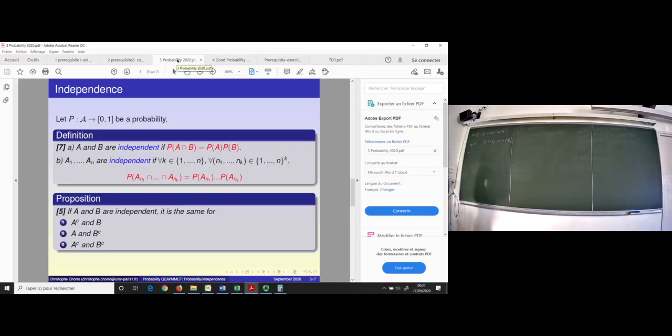A complementary and B are independent. So what I want to prove is that P of A complementary intersected with B is equal to P of A complementary times P of B. So I have my hypothesis, I know what I have to prove, and now we are going to prove it using the hypothesis, okay?